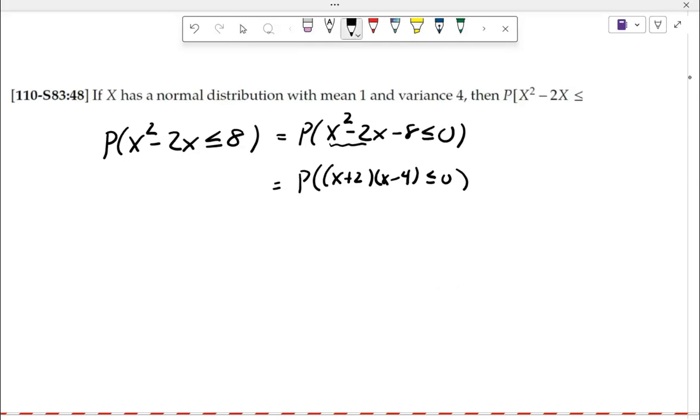If I were to graph this thing, what kind of a shape? Just graph the left-hand side. What kind of shape? Parabola. Crosses the x-axis at -2 and 4. Does it open up or down? Up. What am I interested in? Where it is negative. So what do I need x to be for it to be negative? Good.